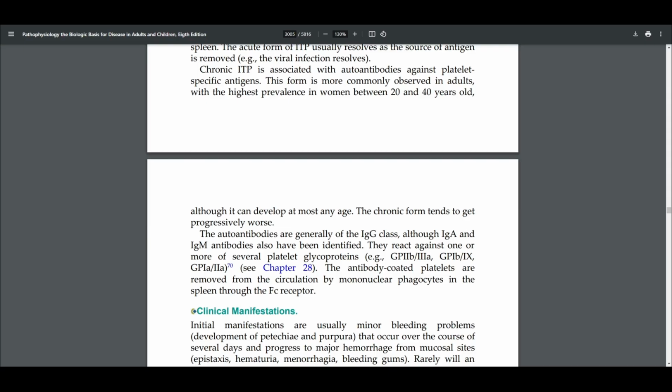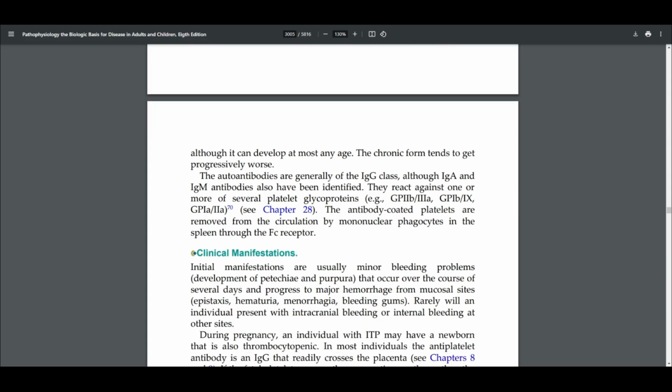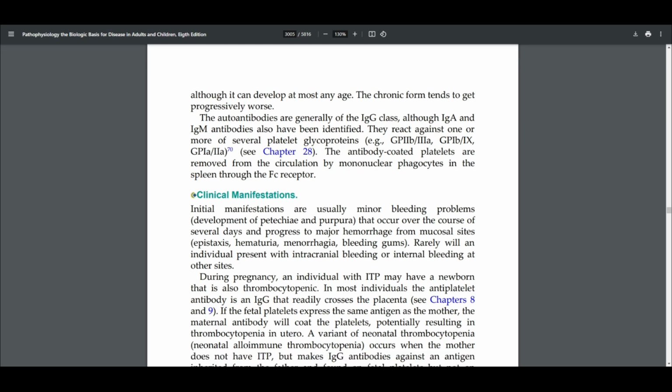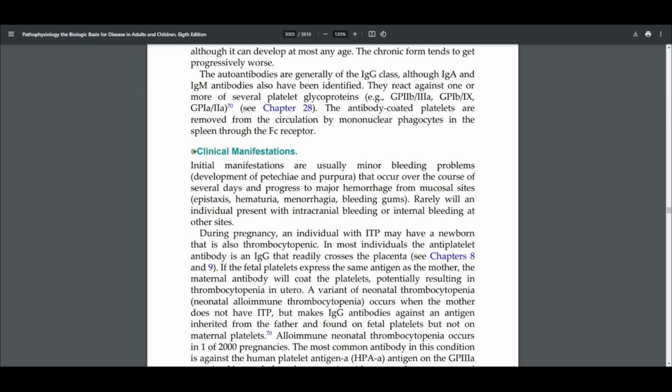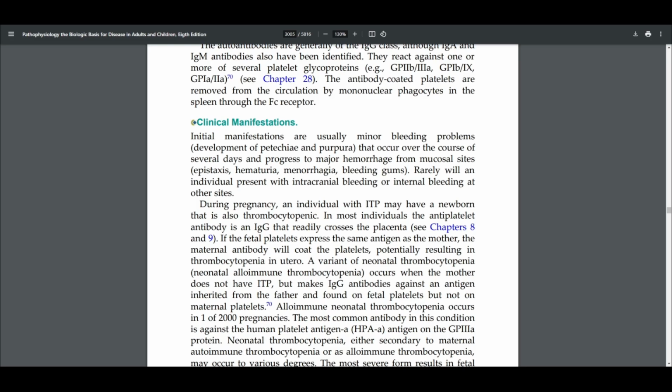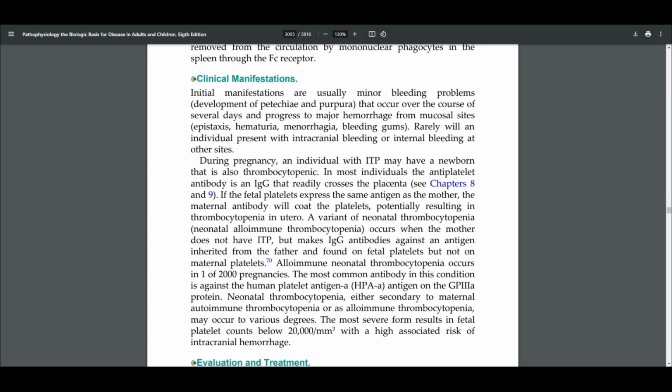The autoantibodies are generally IgG, although IgA and IgM antibodies have also been identified. They react against one or more of several platelet glycoproteins. The antibody-coated platelets are removed from the circulation by mononuclear phagocytosis in the spleen through the Fc receptor.